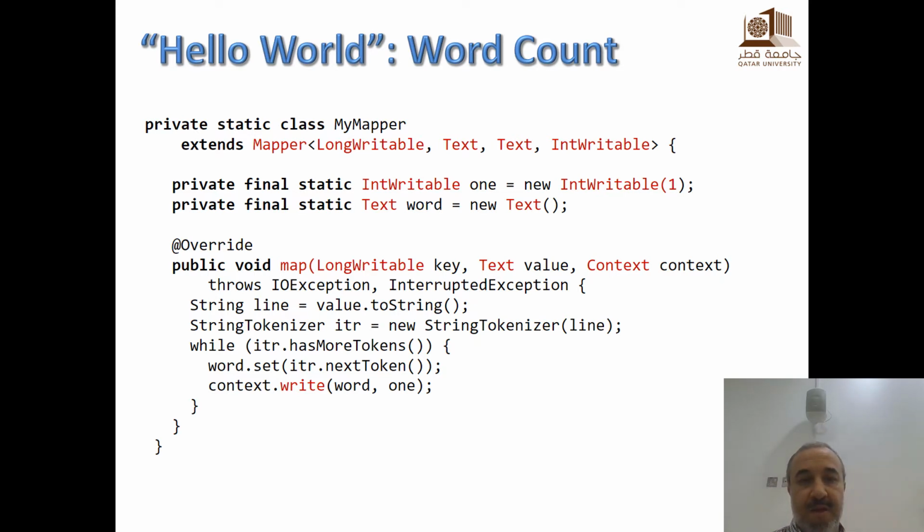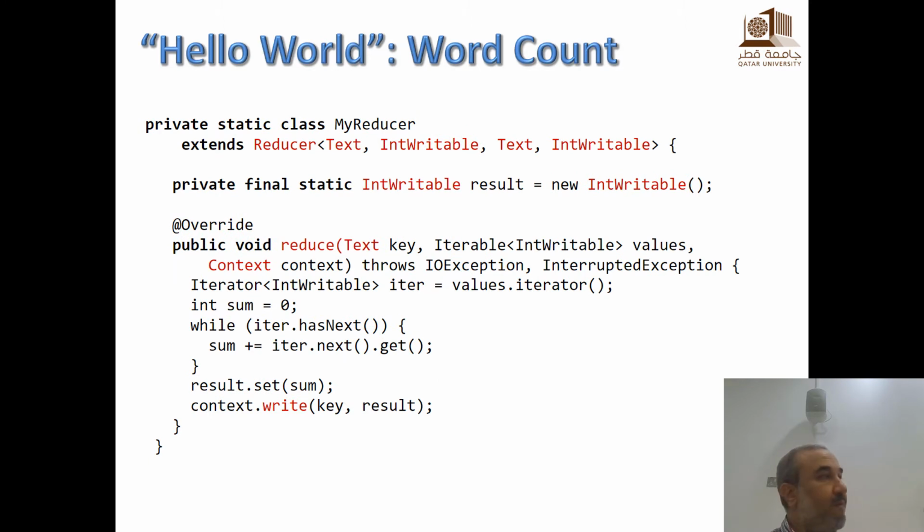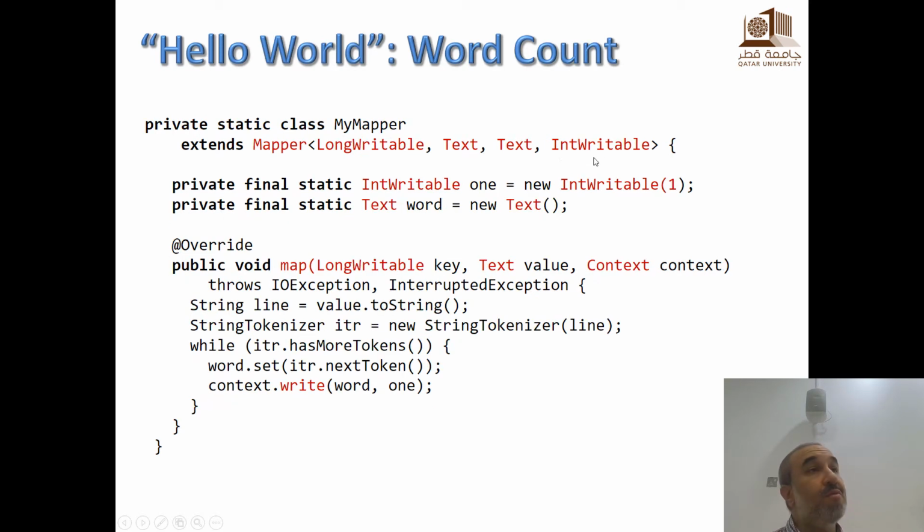Right. Then this is the reducer. Again, 4 types. 2 are the input and 2 are the output. And you notice, of course, that the input types have to be exactly the same type as the output of the mapper, because the output of the mapper will eventually go to the reducer. So they have to be of the same type.